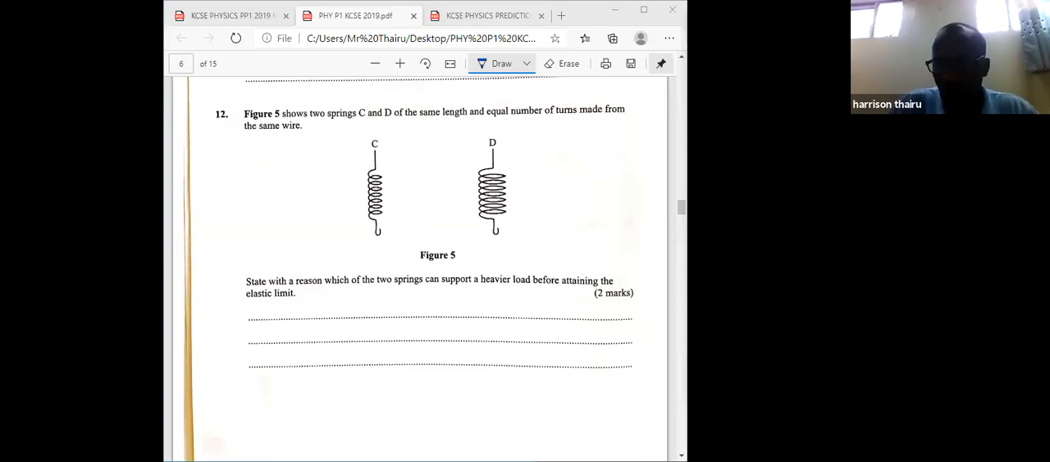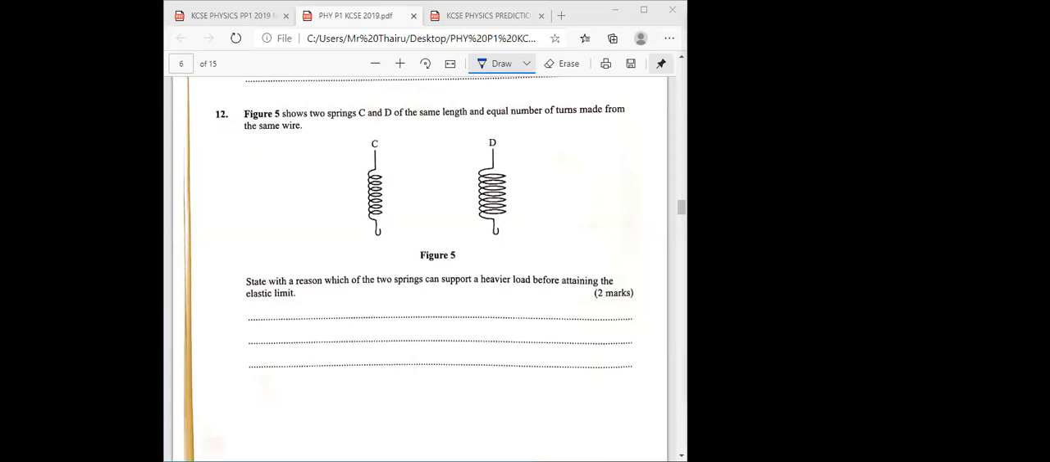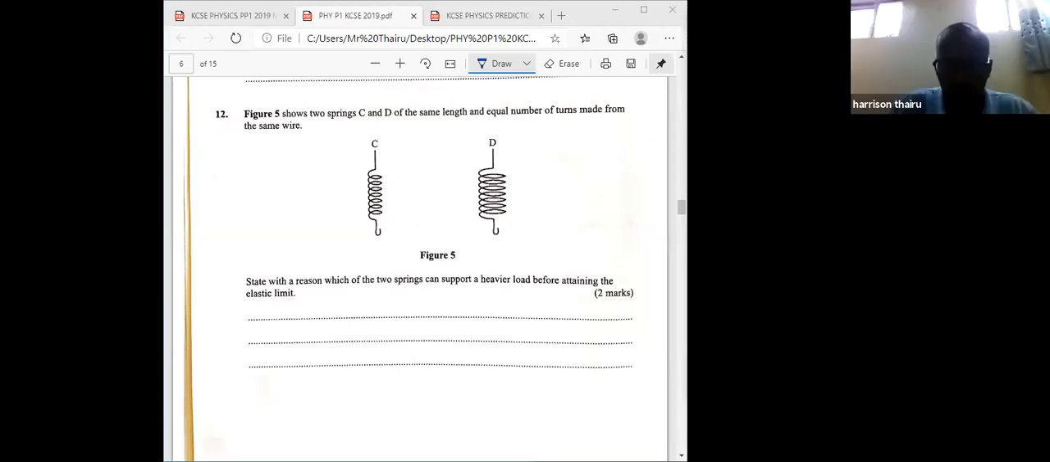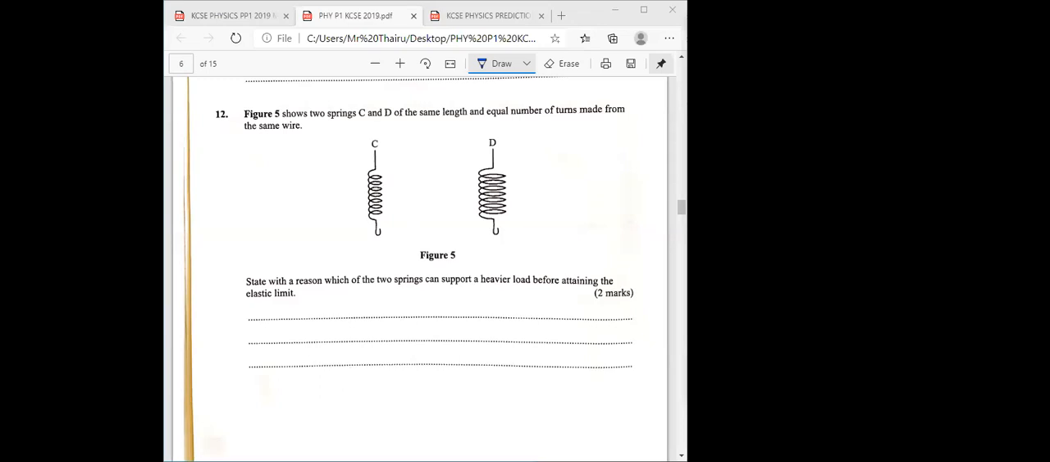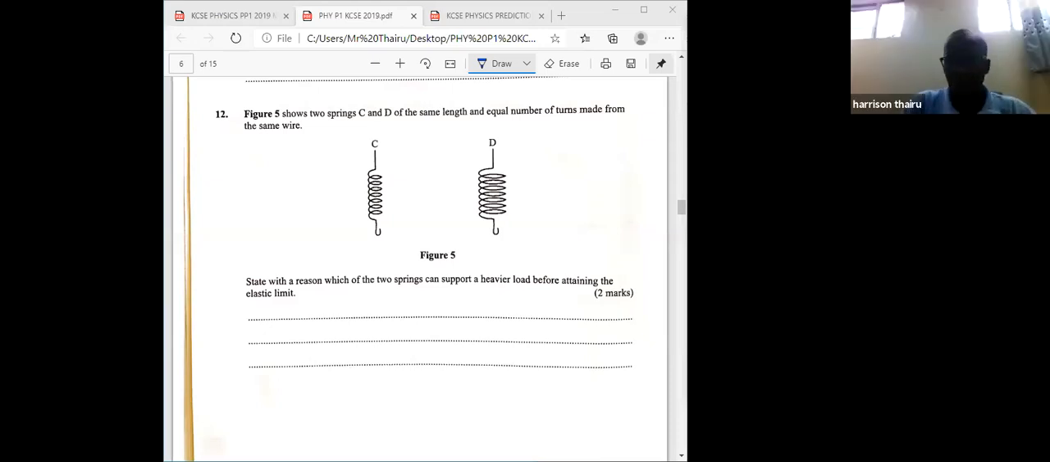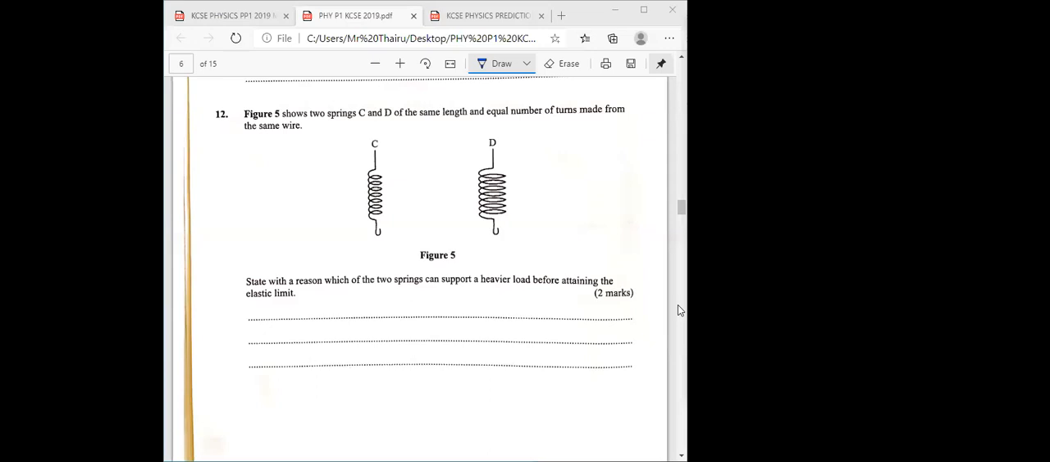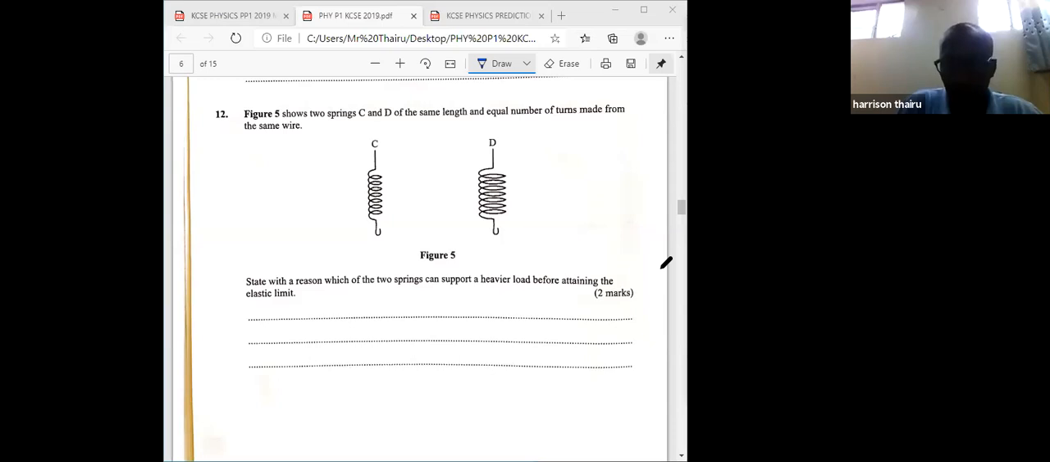Okay, someone lift the hands. Let's have someone attempt. Spring C, because it has a lower diameter. So it is C. C has a smaller diameter, therefore it is going to support a heavier load because it has a higher spring constant. So we can move on.